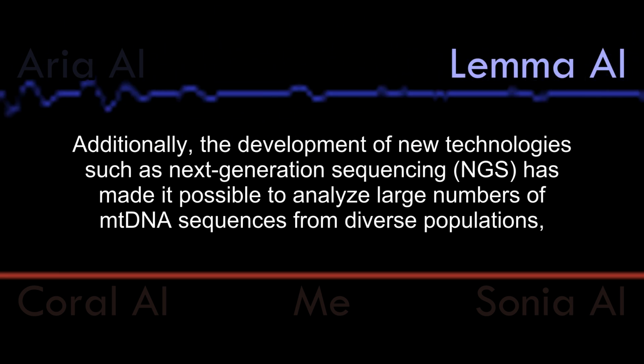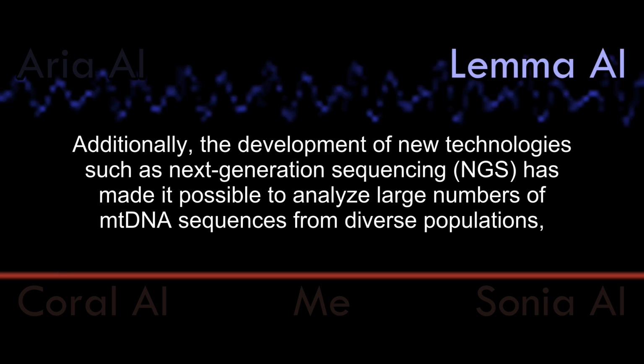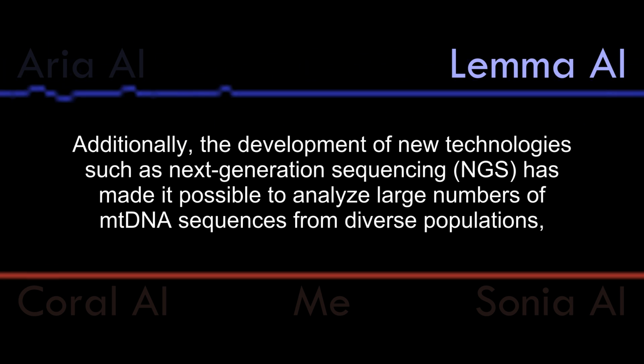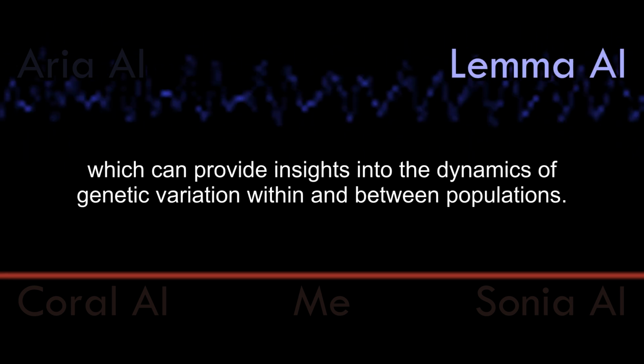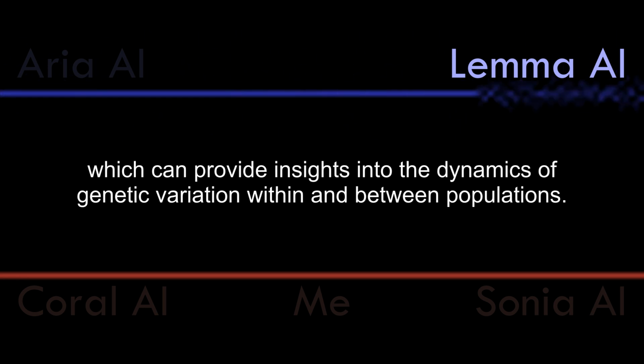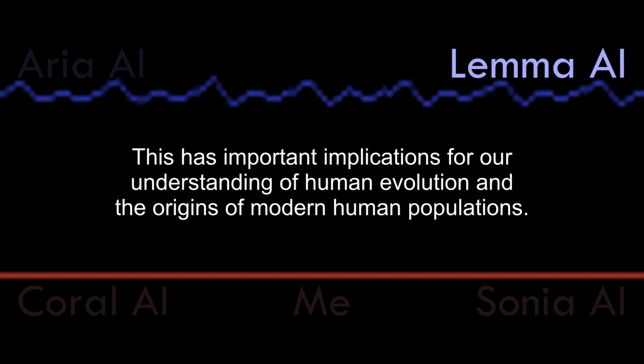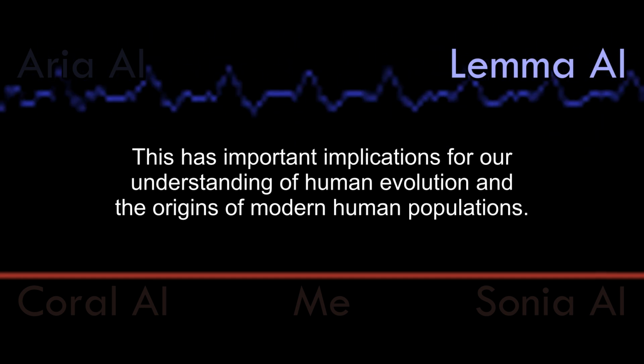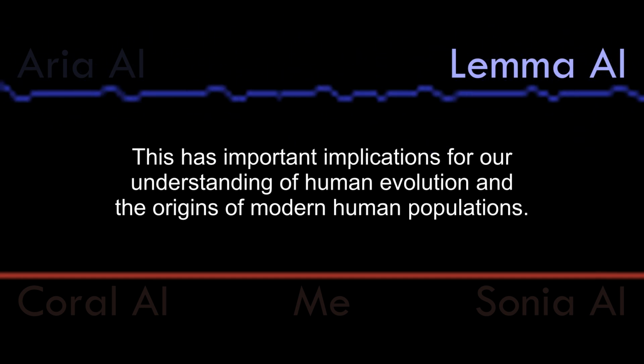Additionally, the development of new technologies such as next-generation sequencing (NGS) has made it possible to analyze large numbers of mtDNA sequences from diverse populations, which can provide insights into the dynamics of genetic variation within and between populations. This has important implications for our understanding of human evolution and the origins of modern human populations.